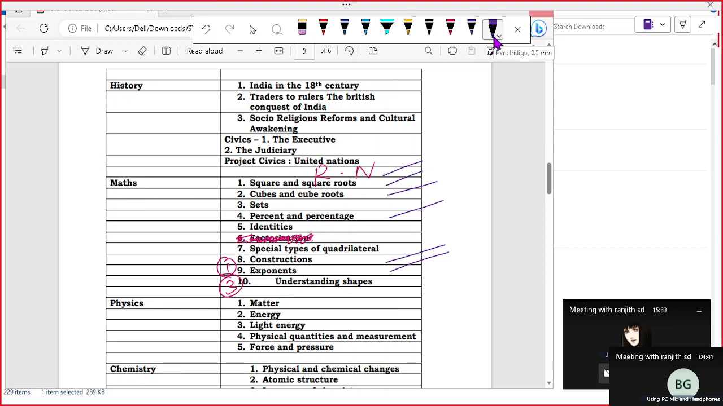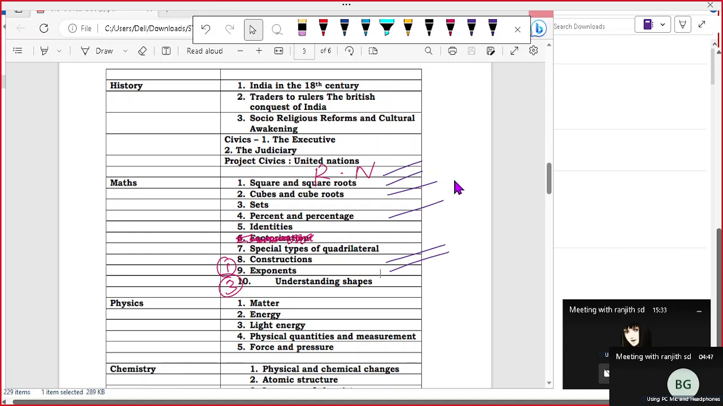Sir, sets, sir. Sets. Okay, fine. So we'll start the chapter. I plan to start sets next week. Today and tomorrow, rational numbers revision. And tomorrow I'll send you a test paper. Then Sunday you'll have class. For another 2 weeks you'll have to adjust, students. Tolerate Sunday's class. Rational numbers, cube.